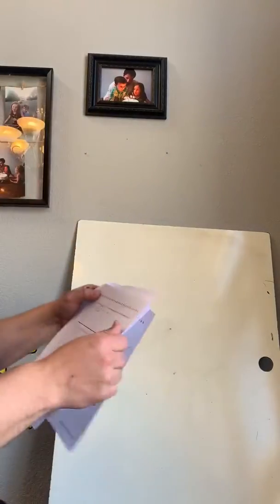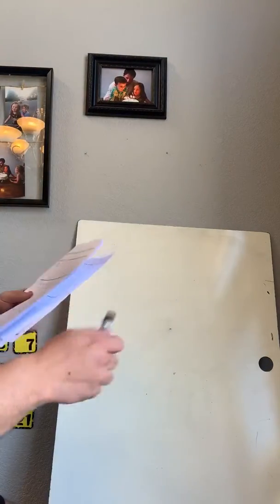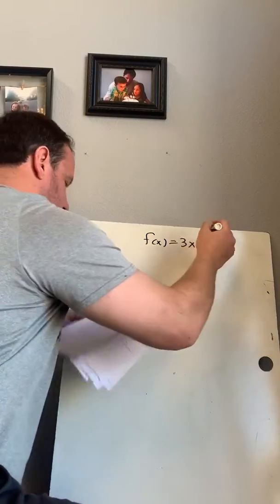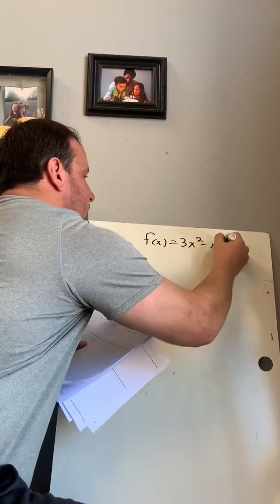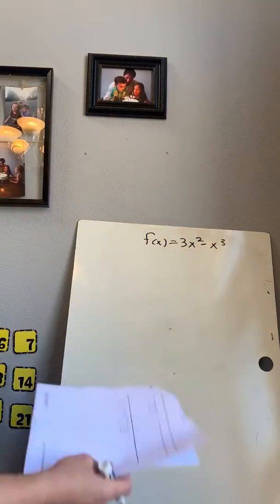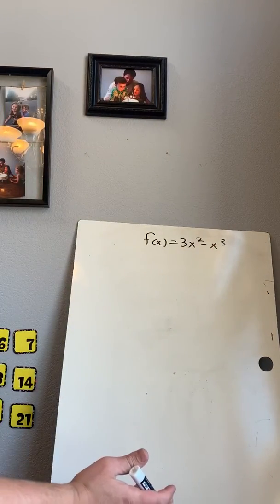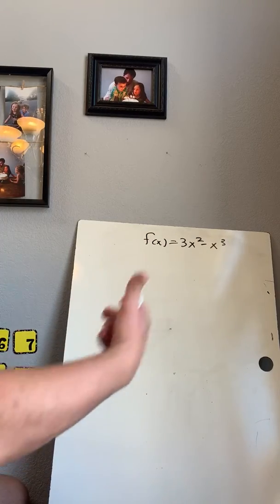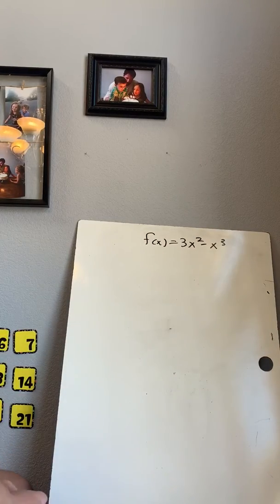Number 6 says f of x equals 3x squared minus x cubed. Now, the average rate of change. That word average is a real buzzword on the AP exam. If you see the word average, you're either doing average slope, or algebra 1 slope, or average value, which is integral divided by interval. This says average rate of change, so it's average slope.